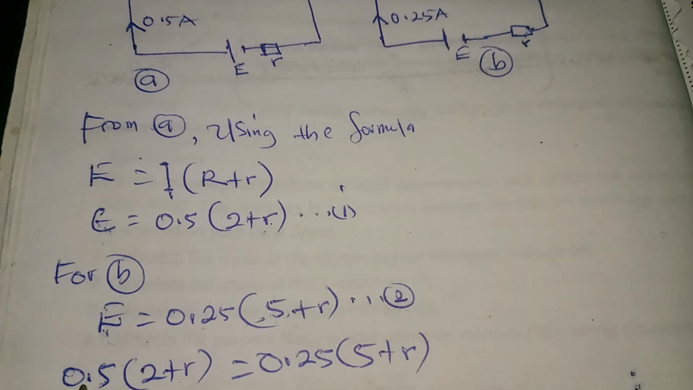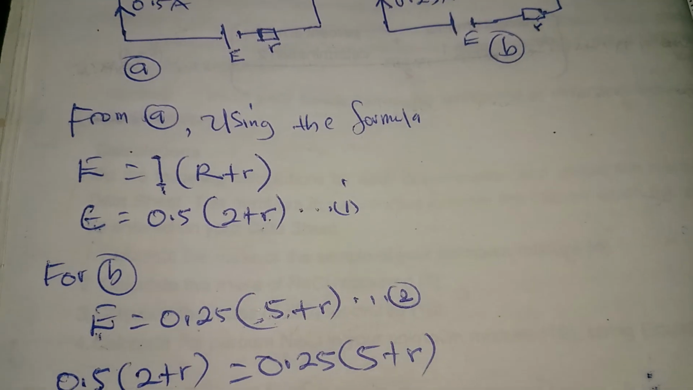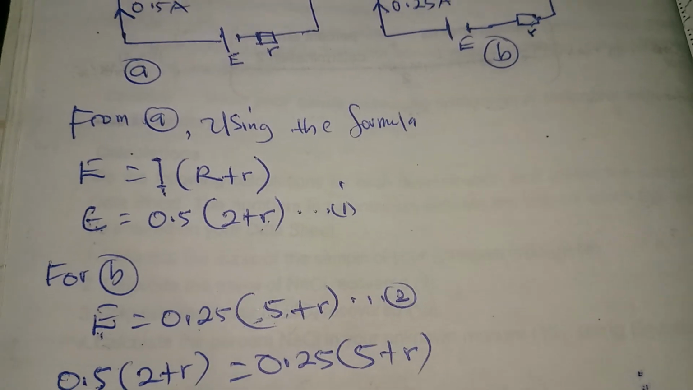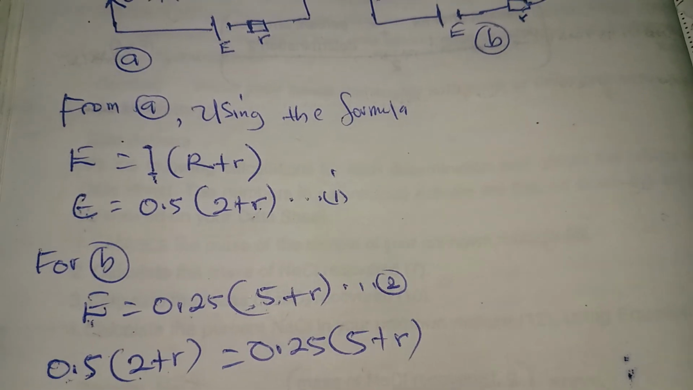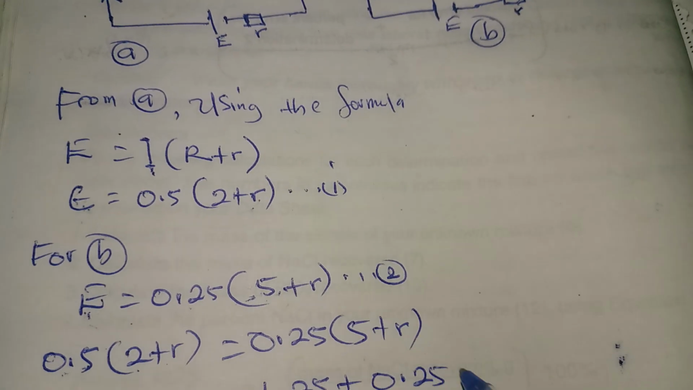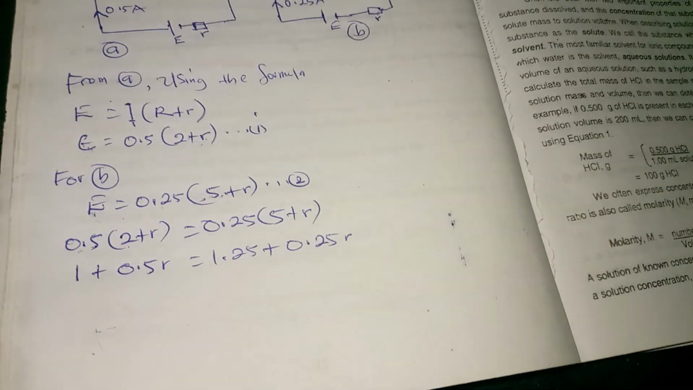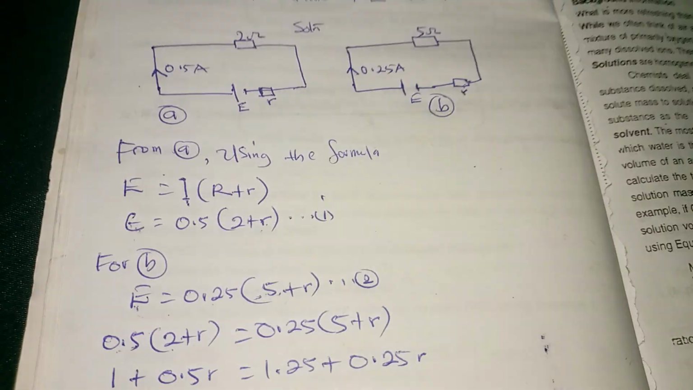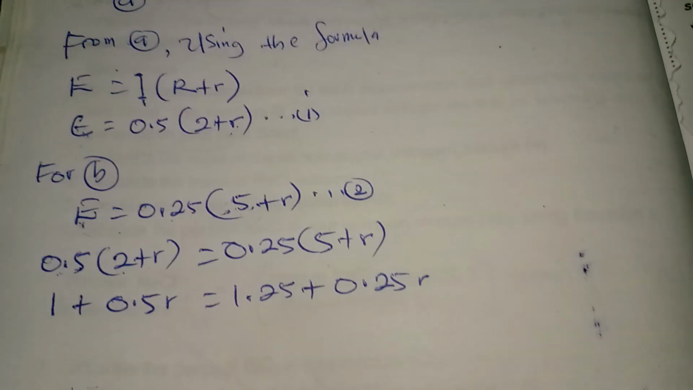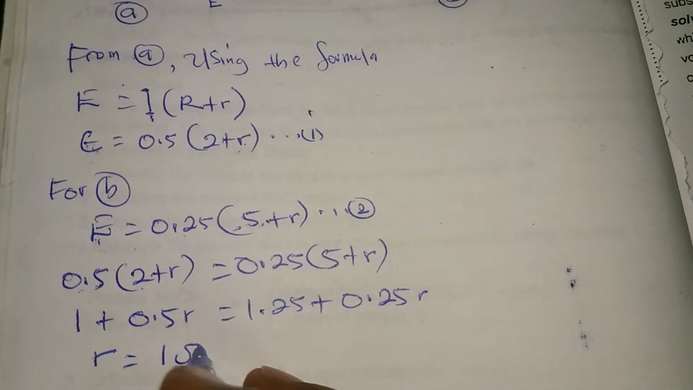Now, by solving all this, what's 0.5 times 2? I'm going to open the bracket now. By opening the bracket, I have 1 plus 0.5r equal to 1.25 plus 0.25r. By collecting like terms, I'm going to have r equal to 1 ohm.